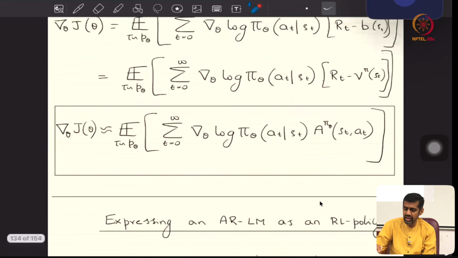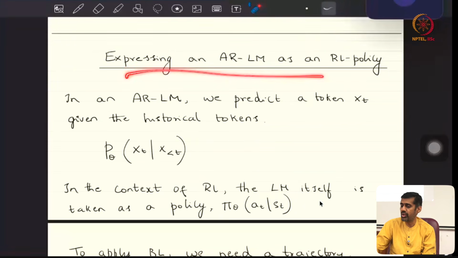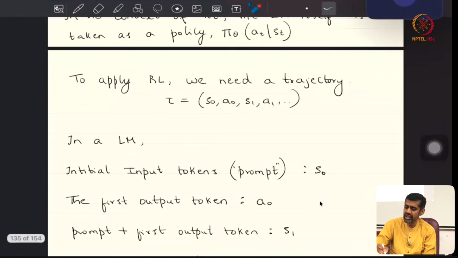So, the last piece is how do you express an autoregressive language model as an RL policy. We already know that. To apply RL we need a trajectory.